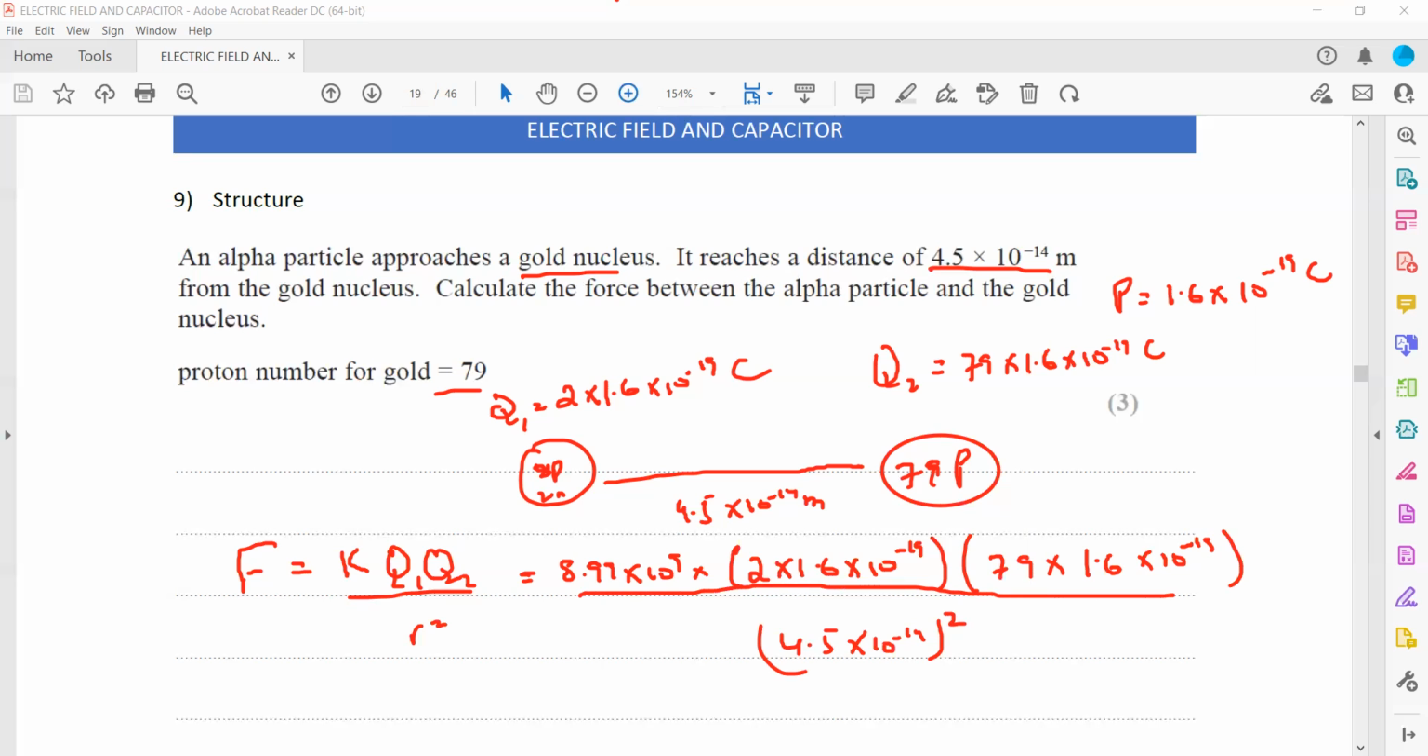When we substitute these values, we'll get about 17.9 Newton. So 17.9 Newton is the force experienced by each of them. As their like charges repel, it is 17.9 Newton on one and 17.9 Newton on the other in the opposite direction.